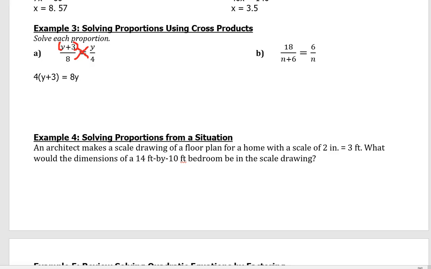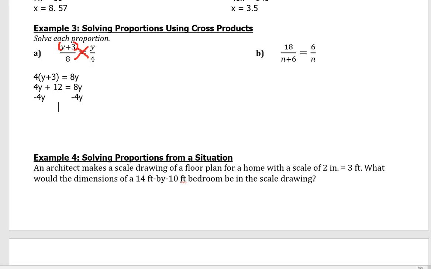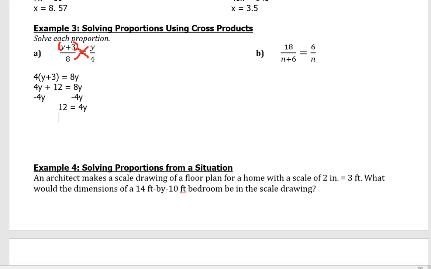And then we're just going to solve this like a normal equation. 4 times y would give me 4y, and then 4 times 3 would give me 12. That's equal to the 8y. What I would do here, I'm going to subtract 4y, and I'm going to try and line that up with the 8 the best I can to make it look decent for you guys. So minus 4y, we'd be left with 12 equals 4y, and then I'm going to divide by 4. So 12 divided by 4 is going to give us our answer, y is equal to 3.